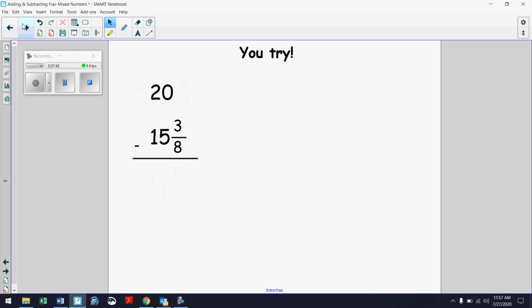And the last problem on your own, go ahead and pause the video, work it out, and check back to see if you got it correct. So in this case, I see here I need to rewrite this 20 as 19 and 8 over 8. Remember, that's the same as 20 because this is a whole. Now I can do my subtraction, and I get a fraction in lowest terms. So 4 and 5 over 8. And that's the lesson for today.